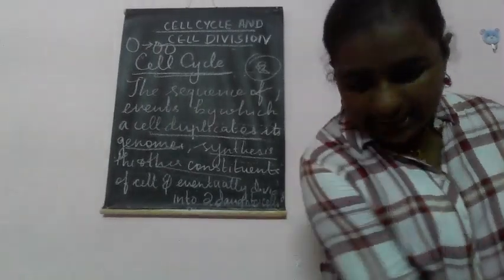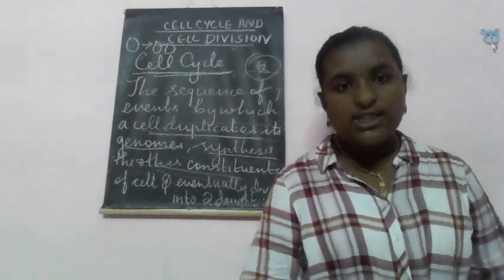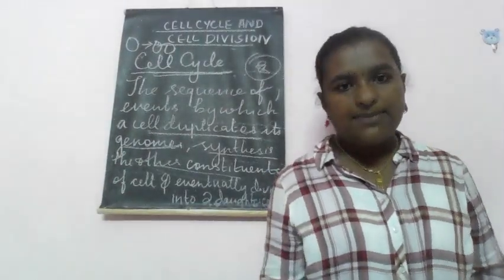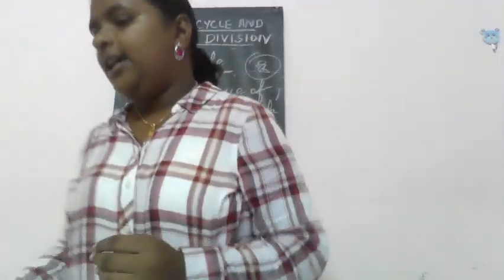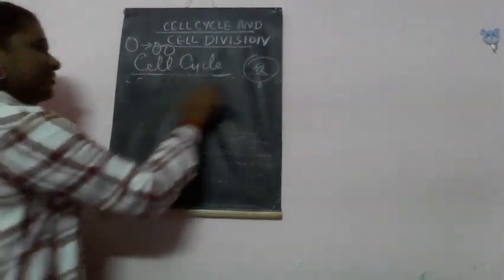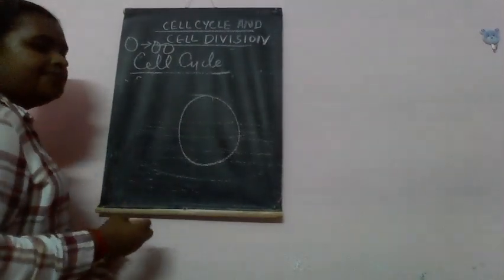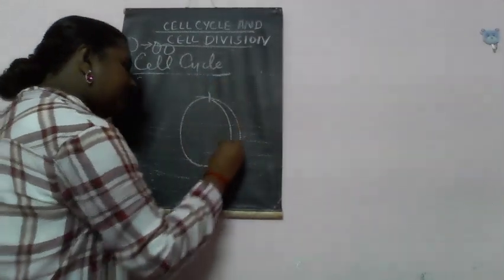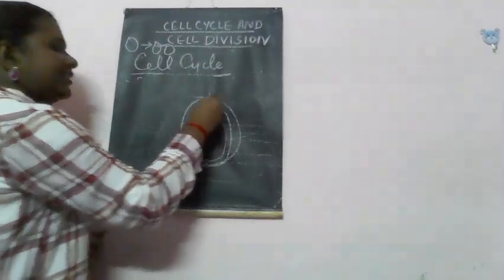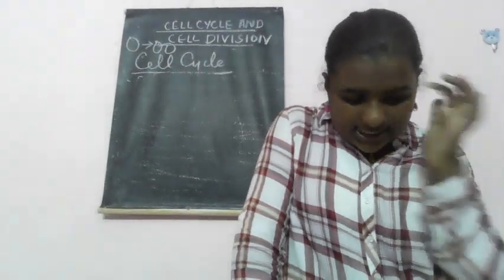Cell cycle is basically a continuous process. Imagine a cycle: whatever the cyclic motion is, you start from here and come over here, then you start again and come back. That is basically the cyclic motion, and that's what you call a cycle. Whatever starts and stops in a particular place is what we call a cycle.